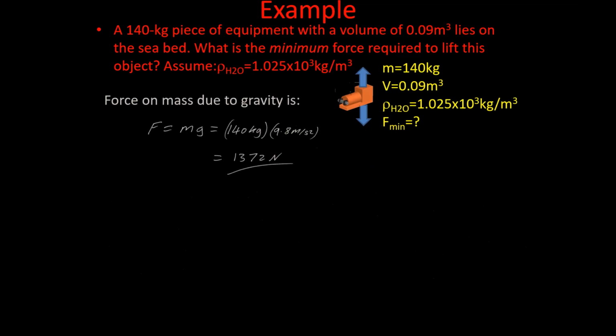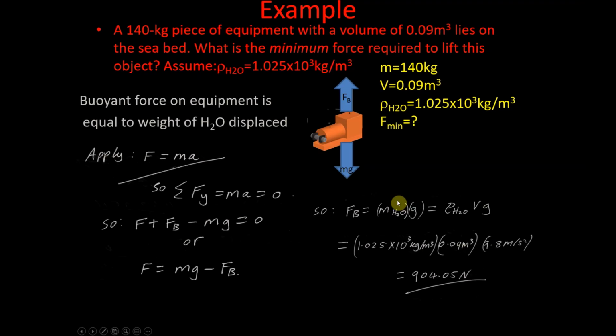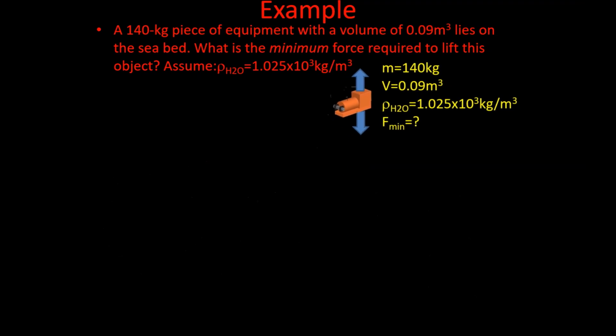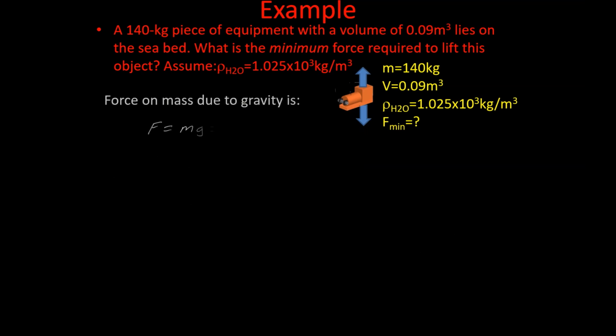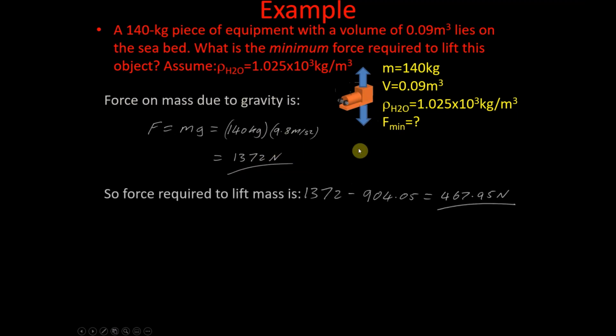Now, if we go back here for a second, this is FB. This is the buoyant force acting upwards. The force on the mass due to gravity is 140 times 9.8, which will give us 1,372 newtons. So now we have a buoyant force and we have the weight.